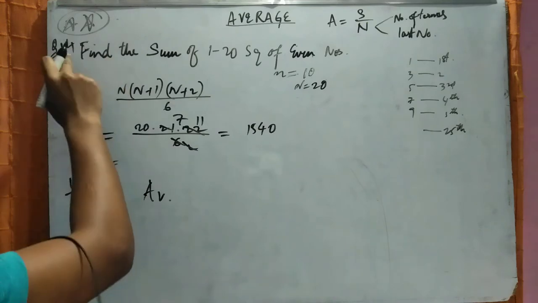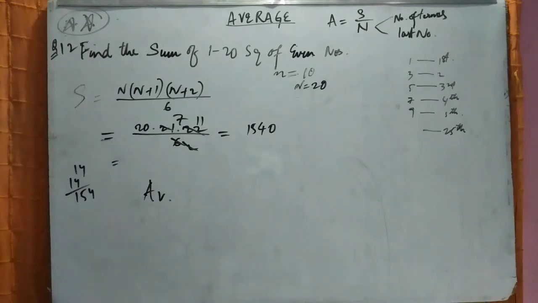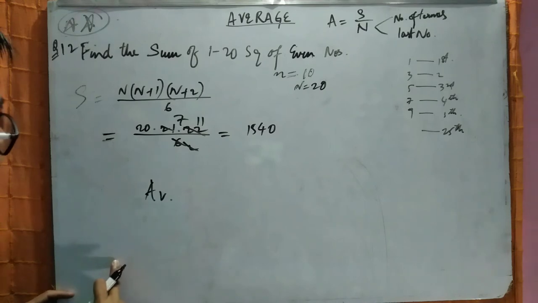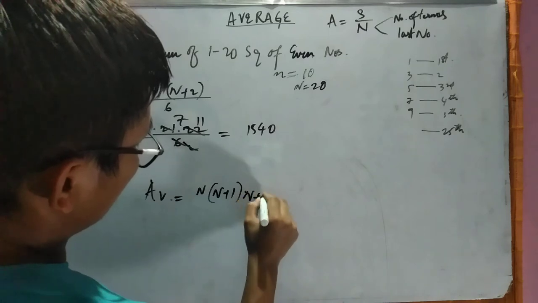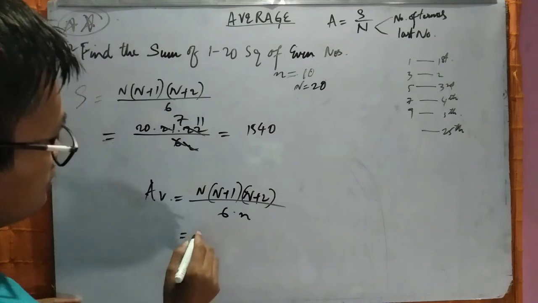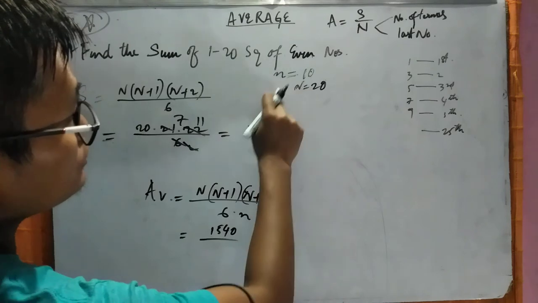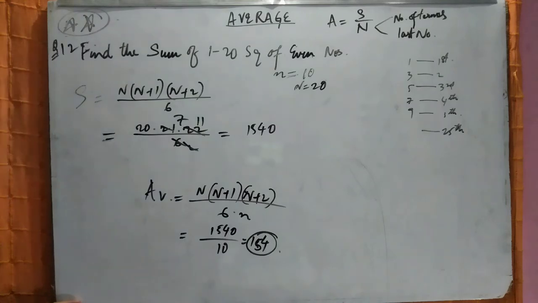For the average, n plus 1, n plus 2 divided by 6 into number of terms. The sum is 1540 and the number of terms is 10, so the average is 154.